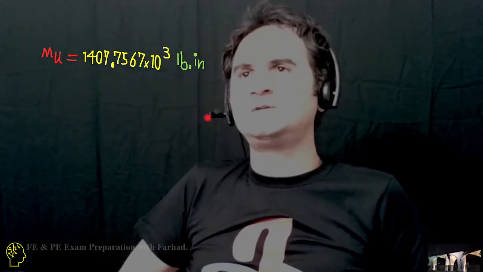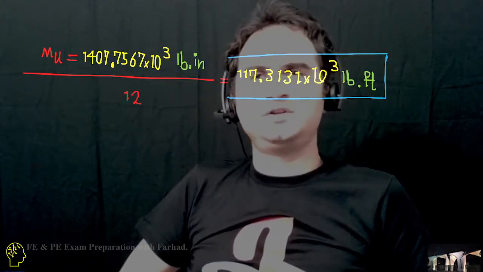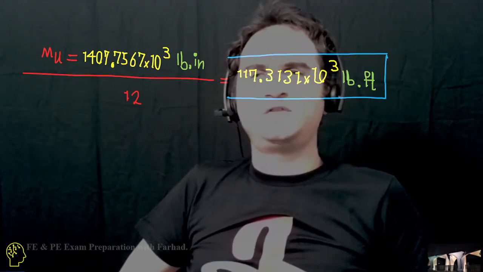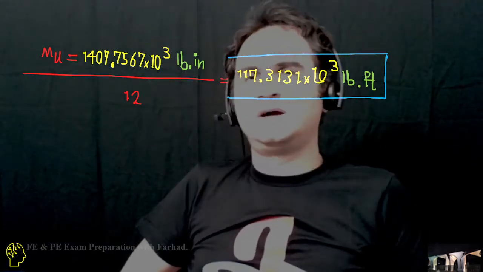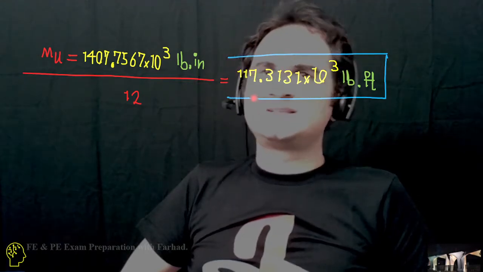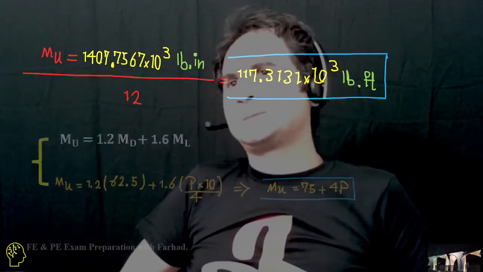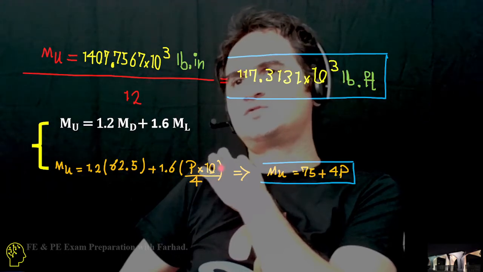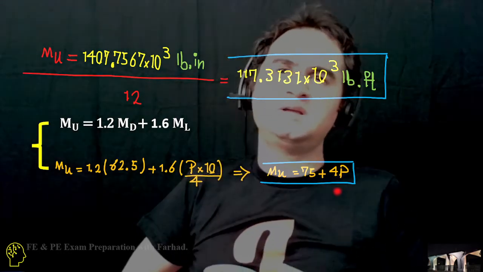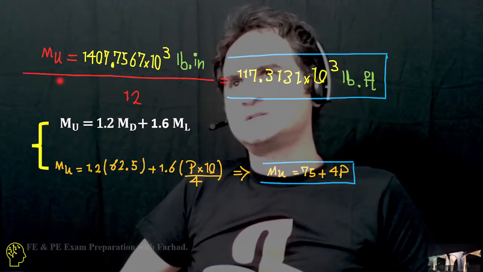So Mu is this amount in pound-inches, and we want to convert it to pound-feet. Each 12 inches is 1 foot, so we simply divide by 12, and it gives you 117.3 times 10 cubed pound-feet. At the same time, Mu is equal to the earlier equation, which gives us Mu equal to 75 plus 4 P. This is Mu, the ultimate moment.